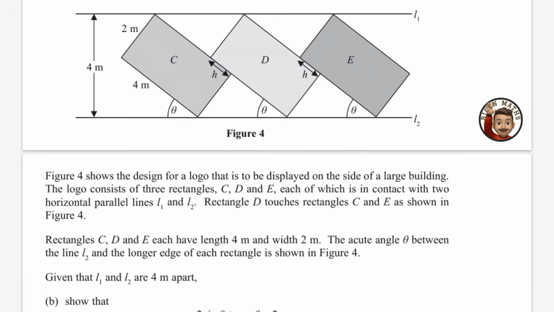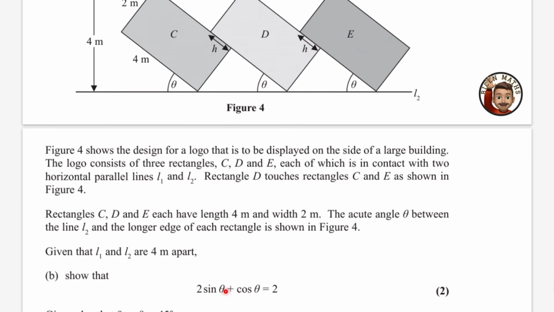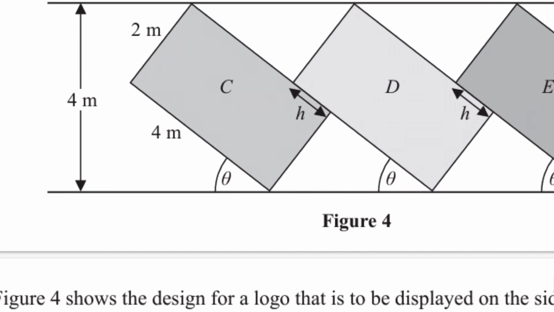Given that L1 and L2 are 4 meters apart, show that 2 sine theta plus cos theta is equal to 2. So I'm going to concentrate on a couple of different triangles. I'm going to add in this right angled triangle over here, and we've got to do something about this distance between them being 4. For this triangle, I know that the hypotenuse is 4 meters. I'm just writing it to make it really clear. And this is theta, and you should know from mechanics, this part will therefore be 4 sine theta, as it's opposite the angle.